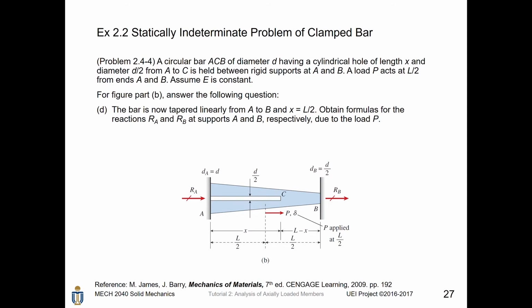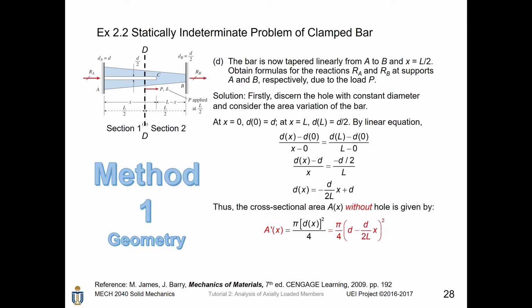Now we change this problem a little bit. The bar is no longer uniform and it will become a tapered bar. The diameter at the left hand side is d, while the diameter on the right hand side is 1/2 of d. Besides, we set x equals L over 2, which means this part will become solid. The problem requires us to obtain RA and RB on the 2 ends due to the load P applied in the middle. Firstly, since the cross-sectional area of this bar is now changing along the length, we need to obtain the equation for that.